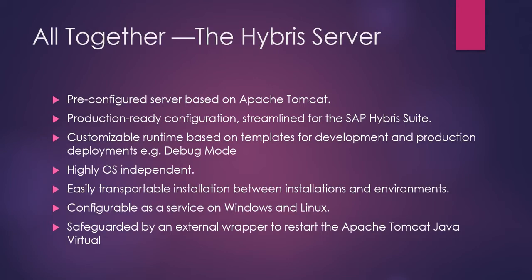So let's bring our stack together in the SAP Hybris server. It's a pre-configured server based on Apache Tomcat. It's a production-ready configuration, streamlined for the SAP Hybris suite. It's customized at runtime based on templates for development and production deployments. This also includes debug mode. It's highly OS independent. Easily transportable core base between installation and environments. Is configurable as a service on Windows and Linux, and ultimately is safeguarded by an external wrapper to restart the Apache Tomcat Java virtual machine in the event of stop or bad events.